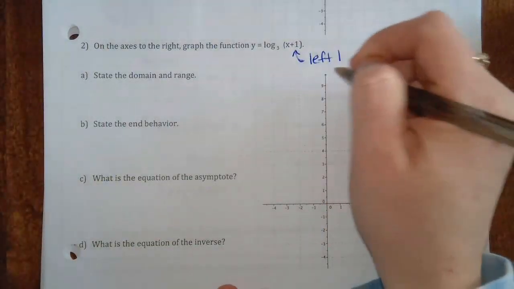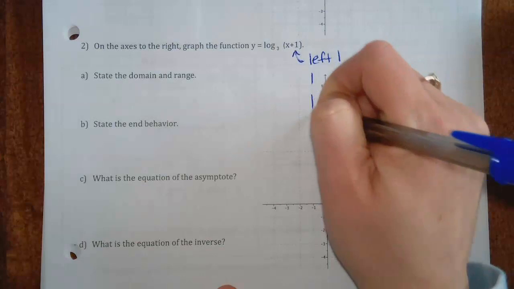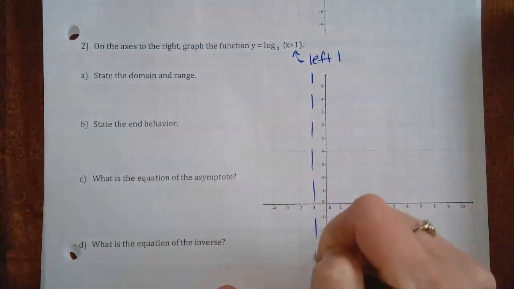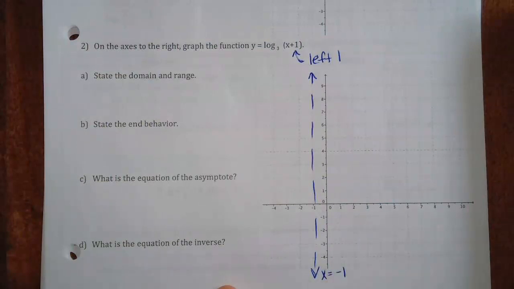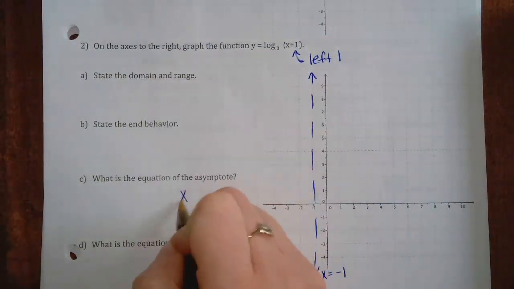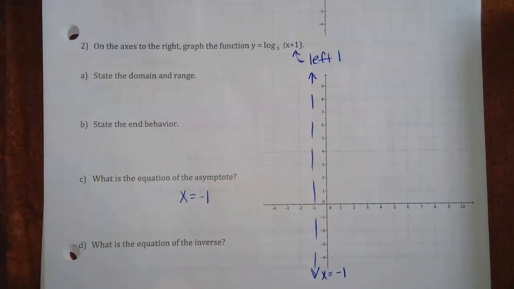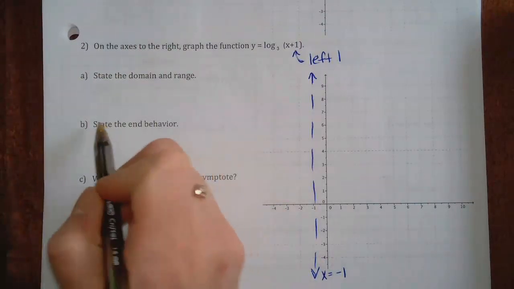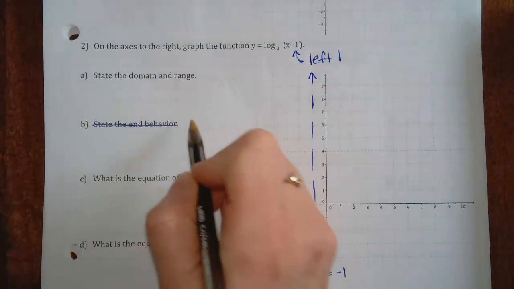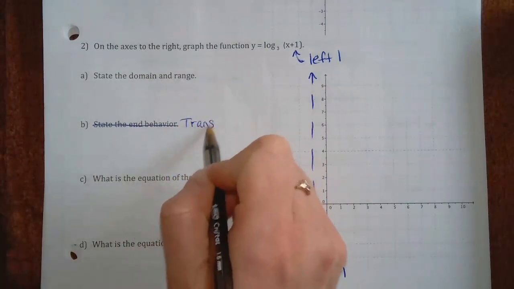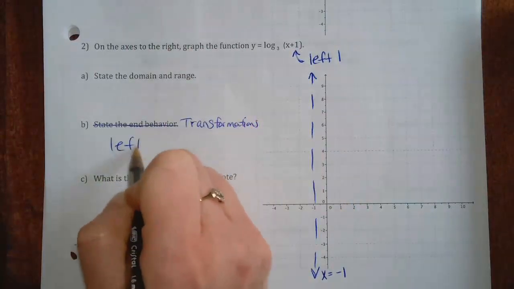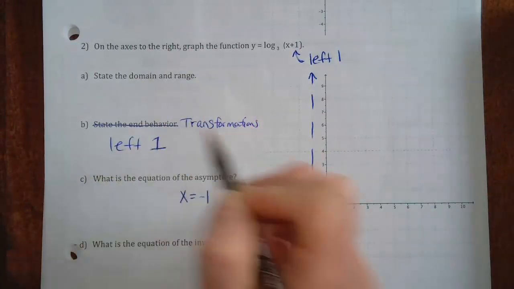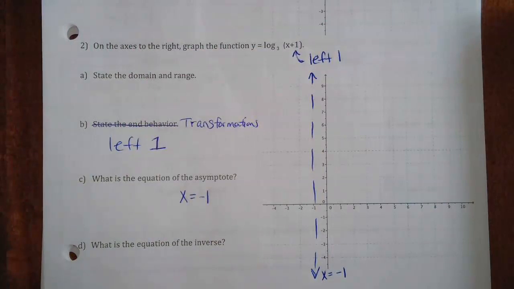So if the entire curve is being shifted left 1, then what normally would happen at x equals 0 has now been shifted to the left 1. So the equation of our asymptote is x equals -1. And I'm not super concerned about your end behavior, so I'm going to cross that off. I'm going to write transformations, and that's where I'm going to state that we went left 1. And since we went to the left, that is why our asymptote line has been shifted to the left 1.